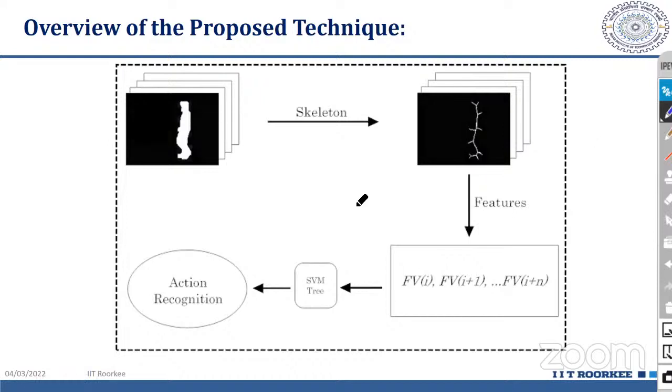All right. So from this 2D image, you have to obtain the skeleton, right? How do you do that? That is what we are going to see. The first step we are going to see.